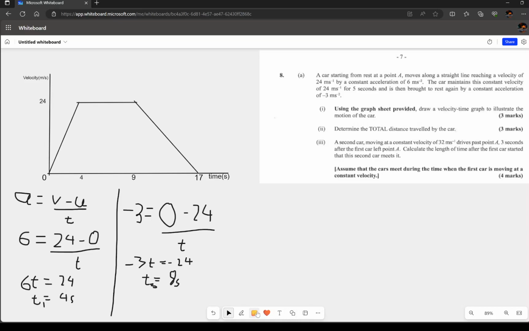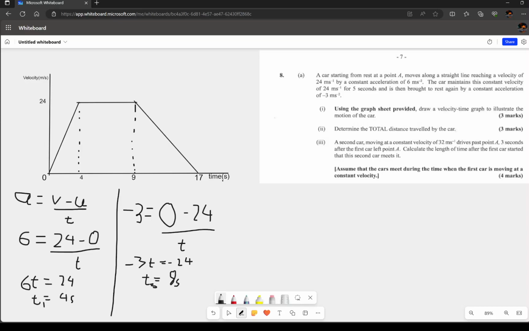Let me just add some extrapolation lines real quick, so you can kind of see what we're getting at here. So that's supposed to extrapolate to 4. This is supposed to extrapolate to 9. So yeah. And of course it ends at 17, and that time is in seconds. So that right there is part 1 of the question complete.